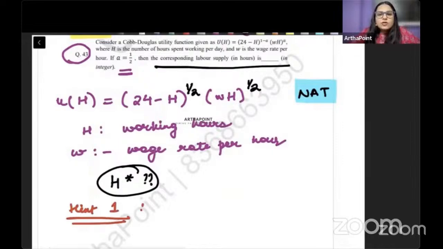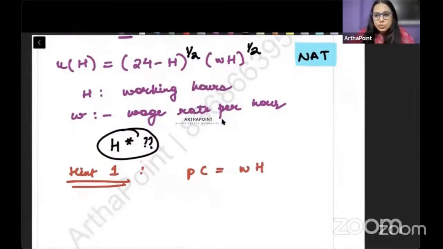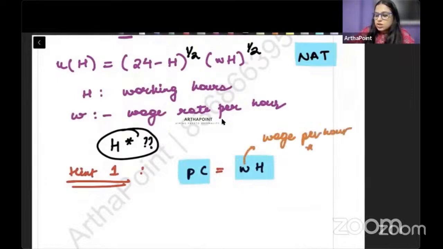The budget line of this equation can be written as PC into C is equal to WH. I am just telling you various ways to solve this. You can do it in any way possible. So the budget line can be written as PC is equal to WH. ठीक है? That means the value of consumption is equal to the value of the income that I earn. W is the wage rate per hour into the number of hours I am working for. So this is my income. This is my consumption.